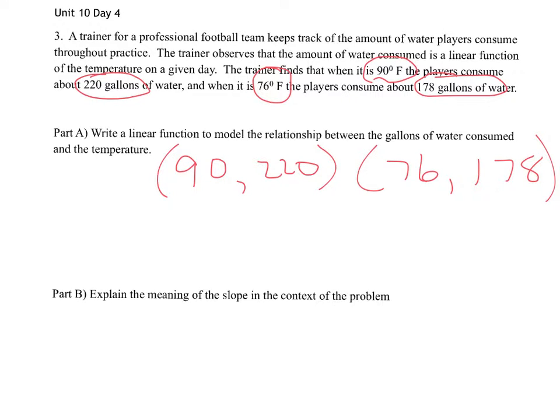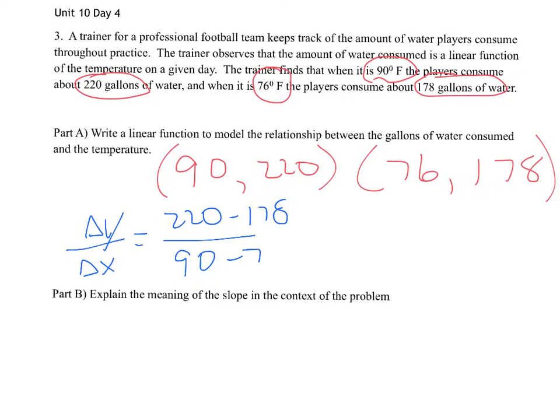So I'm going to use this exact same thing that we did earlier in the unit, or last unit, to write a linear function. First step, find the rate of change. So we're going to do change in y over change in x. So I'm going to take 220 and subtract 178, and then I'm going to subtract 90 minus 76. Okay, and I'm going to get 42 over 14, which is 3. That tells me the rate of change is 3.